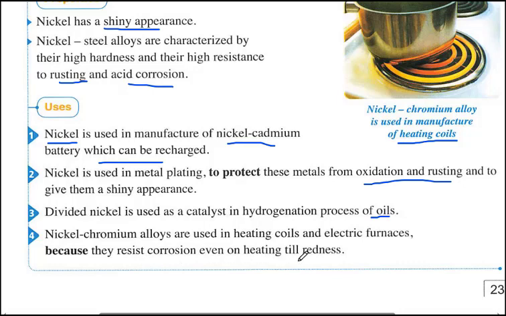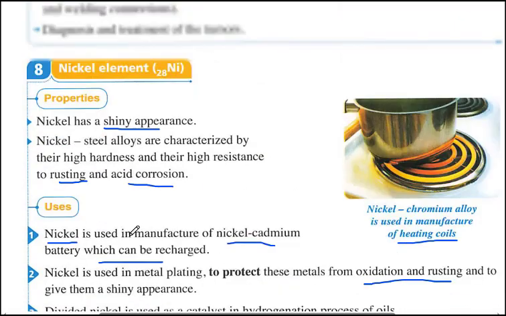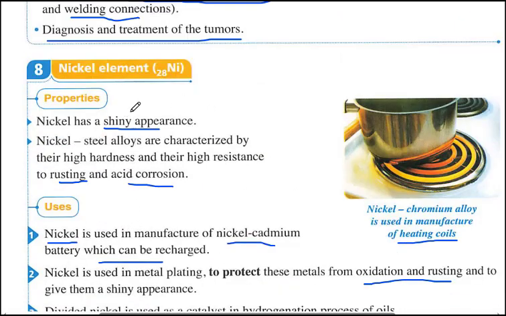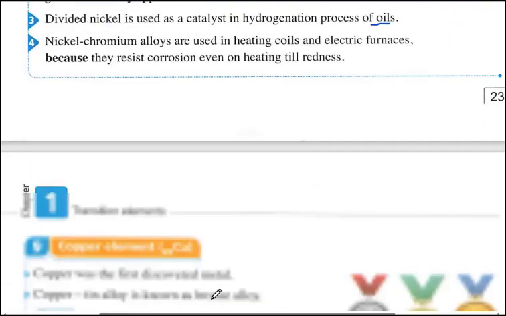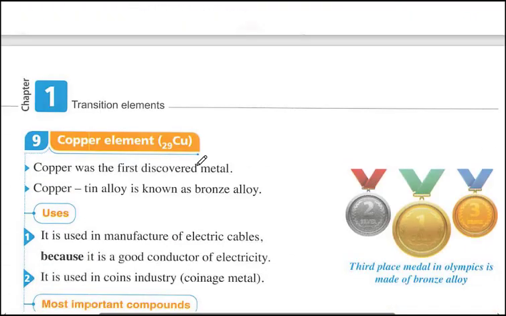Nickel-chromium alloys are used in heating coils and electric furnaces because they resist corrosion even on heating till redness. So, nickel: shiny appearance, resists the effect of acids, resists corrosion, resists rusting. Nickel-chromium is an alloy used in heating coils and electric furnaces because it resists corrosion even on heating till redness.